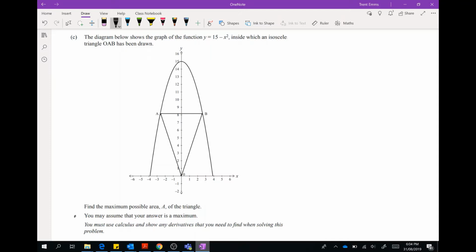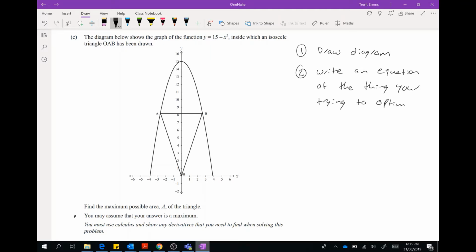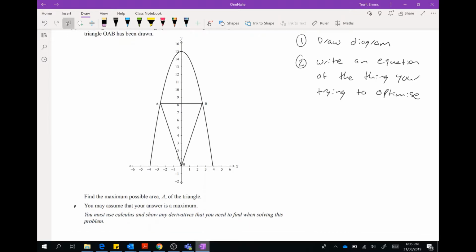And so what we're looking at is an optimization question here, and so the steps for an optimization question is usually to 1, draw a diagram. They've been nice enough to give it to us, and step 2 is write an equation of the thing you're trying to optimize. And in this case it's the area of the triangle, so let's try and write the equation of the area of this triangle.